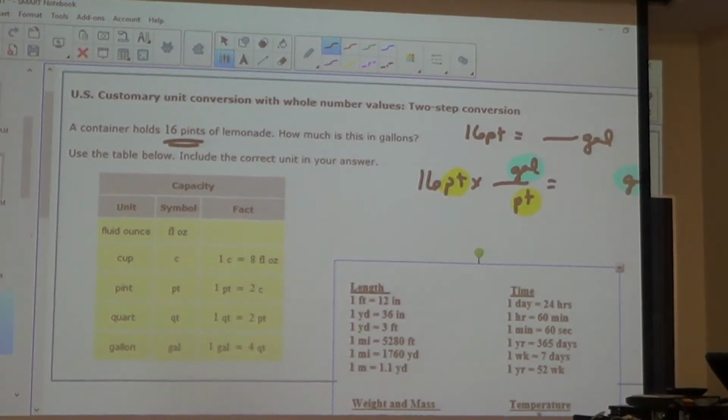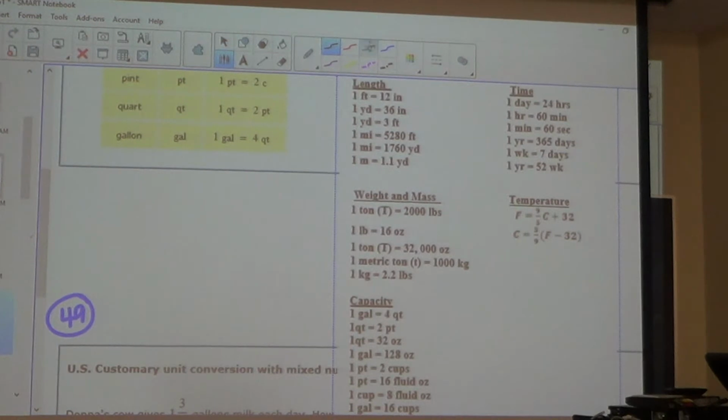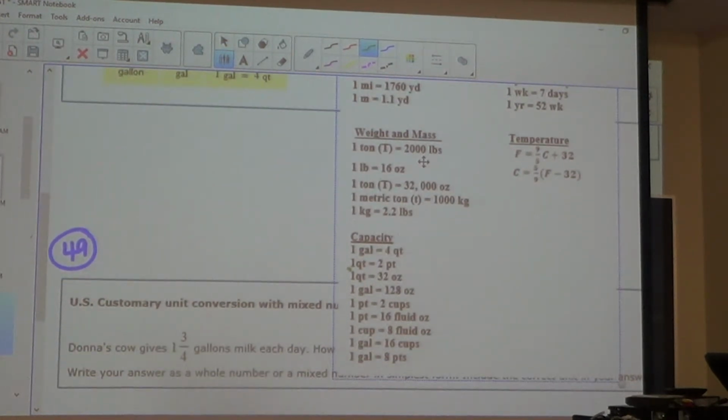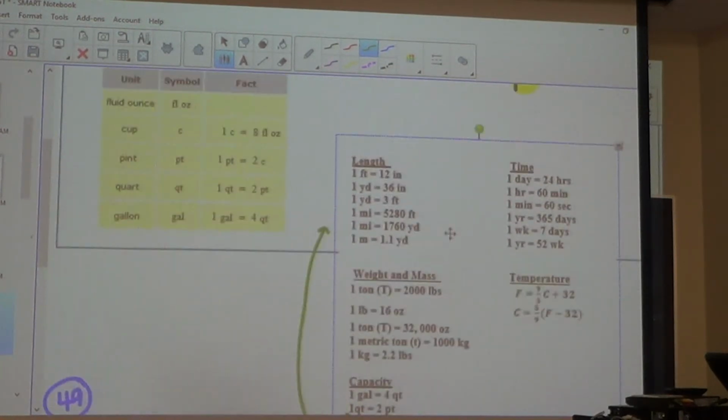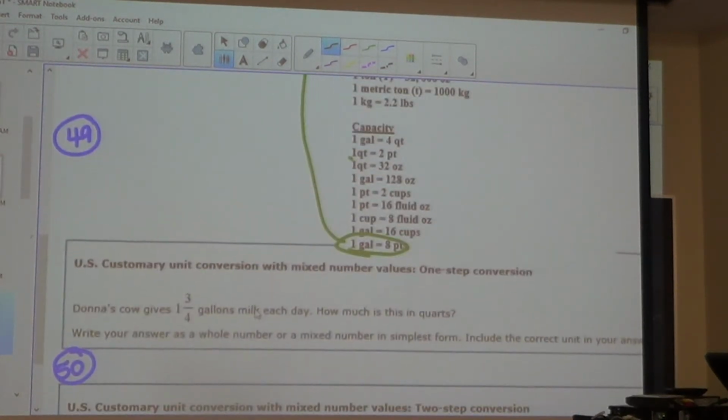Now, I go to my formula sheet, and I'm looking for gallons and pints. Right here. 1 gallon is 8 pints. Am I going to multiply or divide? Divide. So this is going to be 16 divided by 8. There's your answer. Cool? Let's get a little harder.